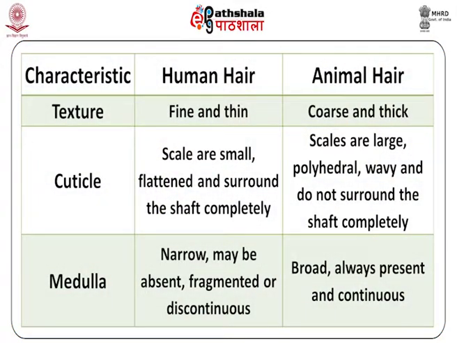For example, the texture of the hair in case of humans is fine and thin, whereas in case of animals the texture is coarse and thick. In case of human hair, the scales of the cuticle are small, flattened and surround the shaft completely, whereas in case of animals, the scales are large, polyhedral, wavy and do not surround the shaft. Medulla, in case of humans, is narrow, and may be absent, fragmented or discontinuous. In case of animals, the medulla is broad, always present and continuous.